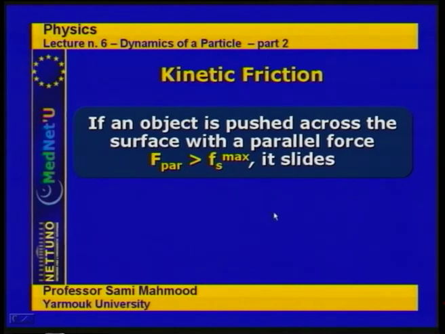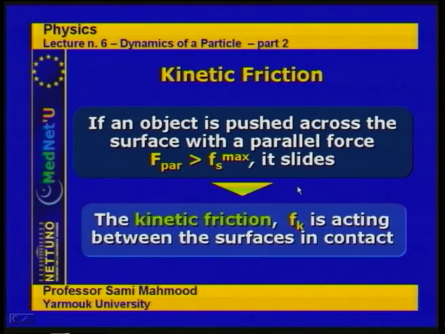The kinetic frictional force thus acts on the object if we push it across a surface with a force parallel to the surface that is greater in magnitude than the maximum static frictional force. This is very necessary for the motion of the object. And thus, the object would move, slide across the surface, and the frictional force F sub k, which is the kinetic friction, is acting on it.